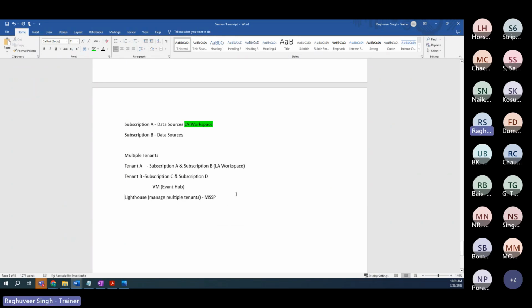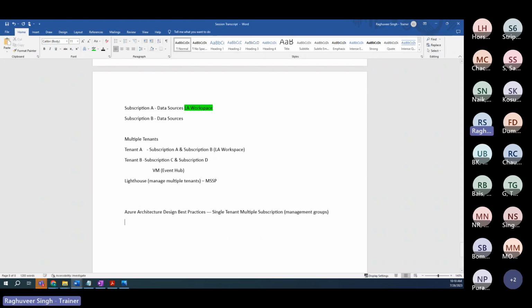And that is why if I just go out of Sentinel for a moment, and if I just come to Azure architecture design for any customer, Azure architecture design best practices, it will always be single tenant, multiple subscription. And to manage multiple subscription, use management tools. This is the best practice. This is what Microsoft suggests.